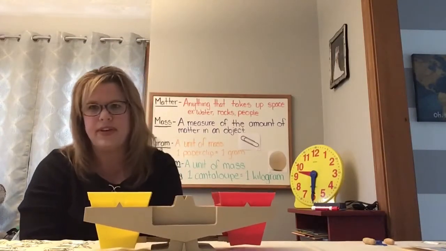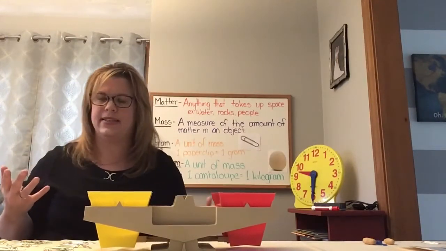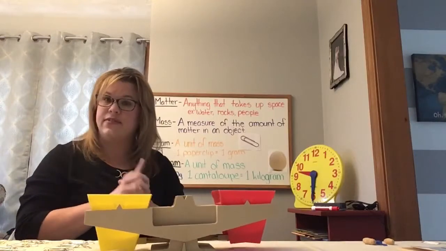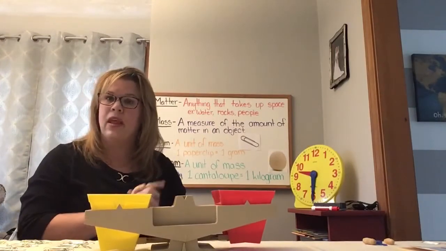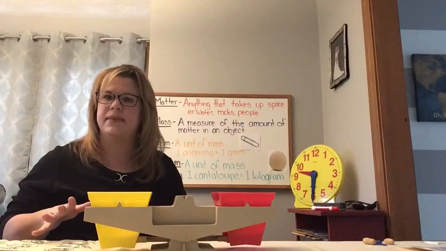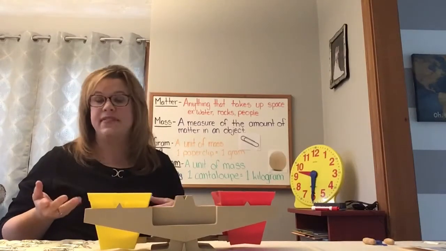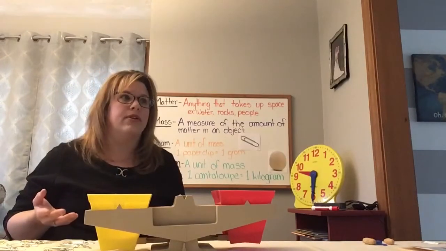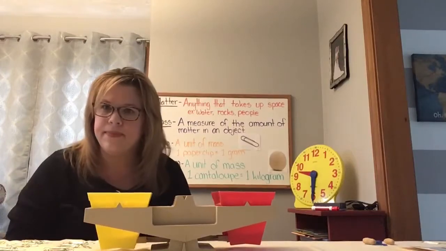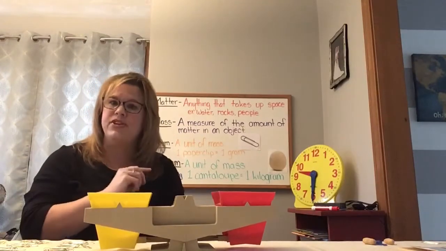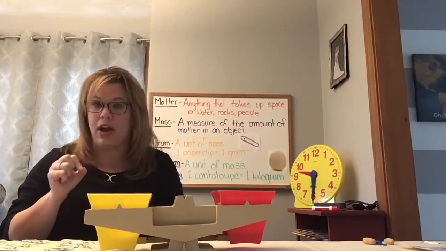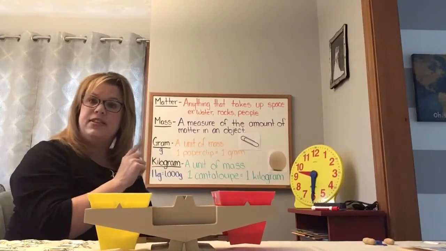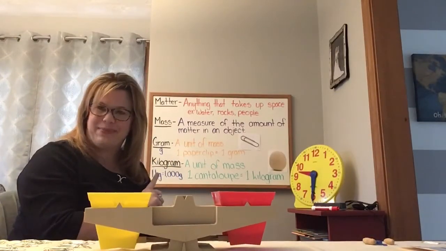Today we're going to learn how to find the mass of objects. Now you're probably wondering to yourself, what is mass? Well, to answer that question, first we're going to talk about matter. Matter is anything that takes up space. Some examples of things that take up space could be water, rocks, or even people. Mass is a measure of the amount of matter in an object, and we measure mass using grams and kilograms.